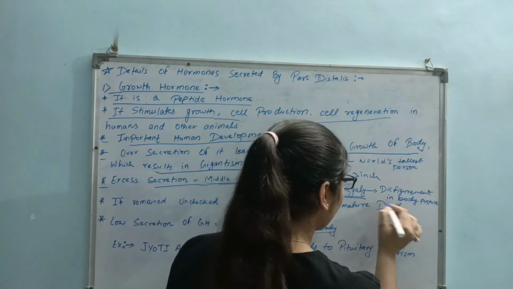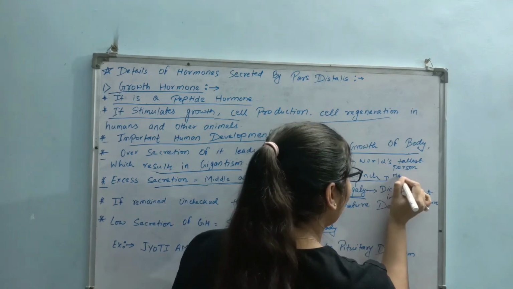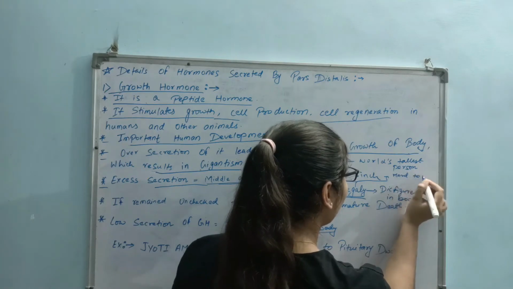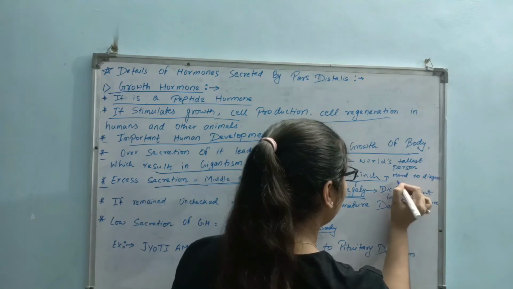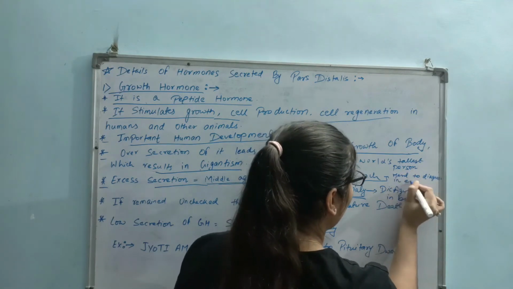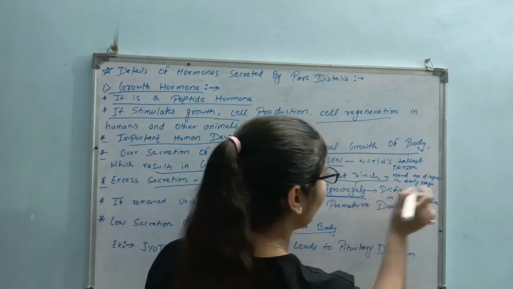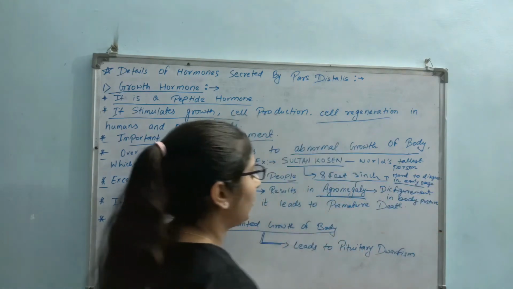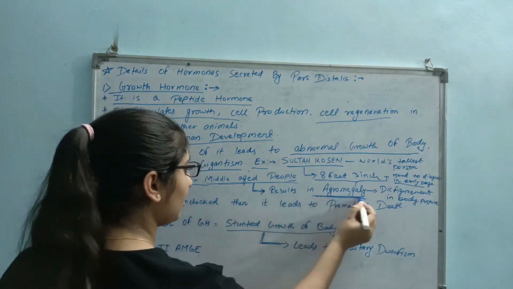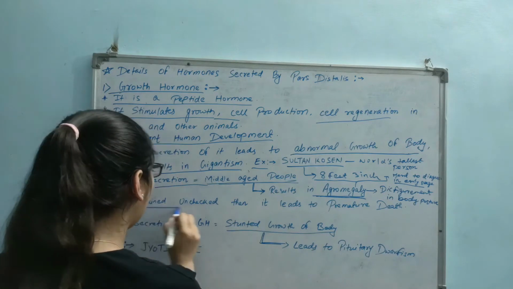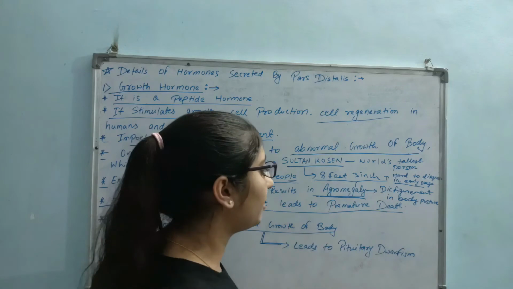And also, acromegaly is hard to diagnose in early stage. It is very hard to diagnose in early stage. So this disease, if it remains unchecked, then it leads to premature death.